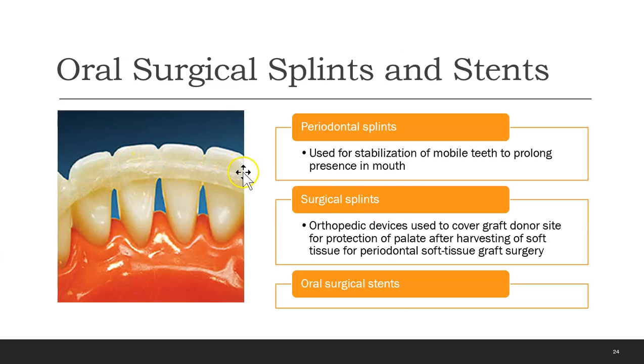These are periodontal splints. So when someone has a lot of bone loss and recession and their teeth could be getting wobbly, this splint could be put in to stabilize the mobile teeth, to stabilize the loose teeth and keep the teeth there for a longer period of time.